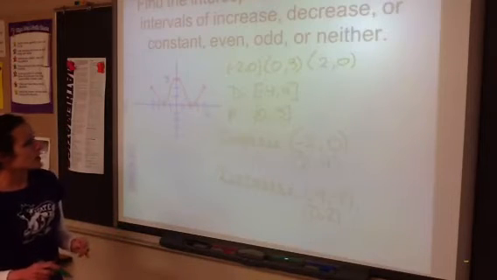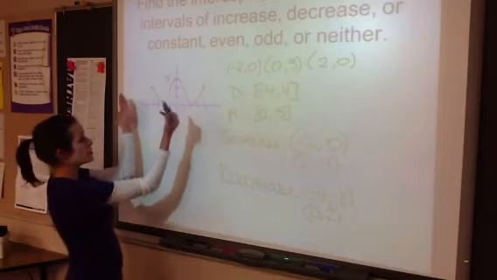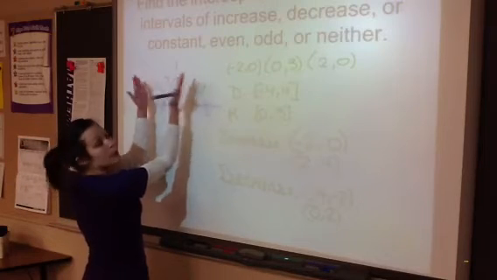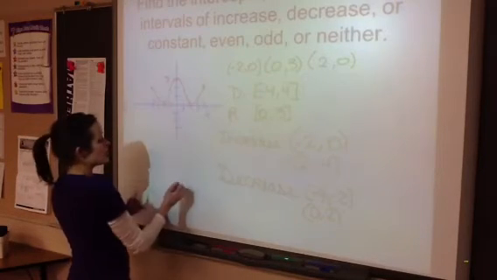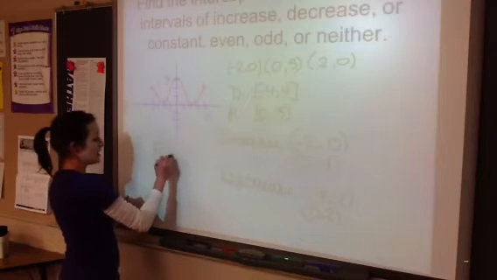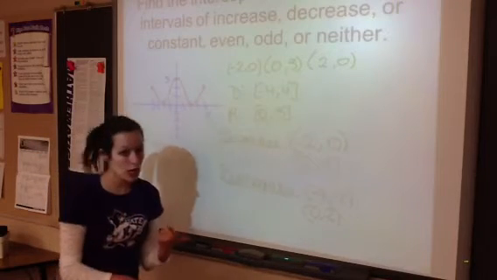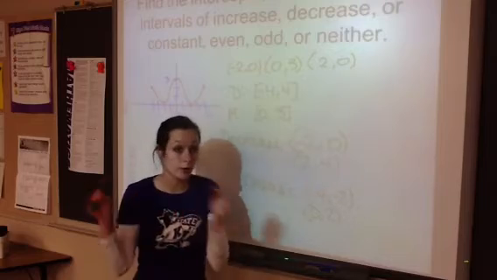Is it even, odd, or neither? Even is symmetric to the y-axis, so if I would fold this, would it be symmetric to the y-axis? And your answer is yes, so it is even. If it's even, it can't be odd, and it can't be neither. It's one or the other.